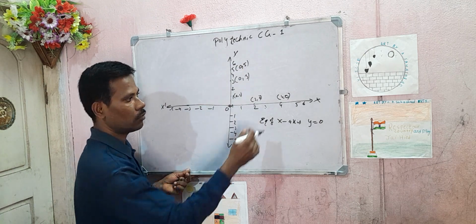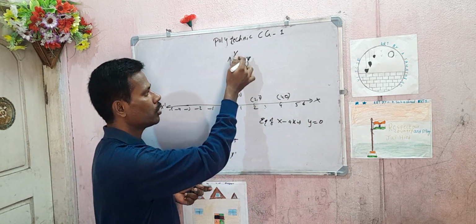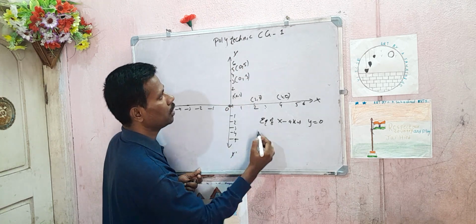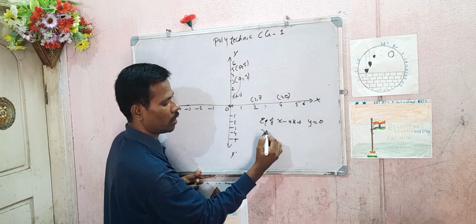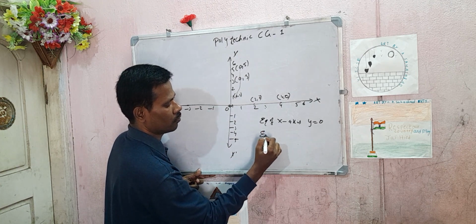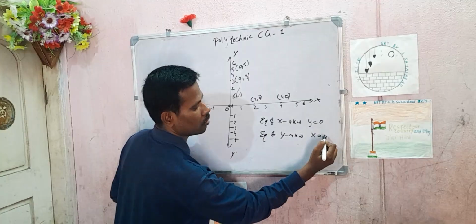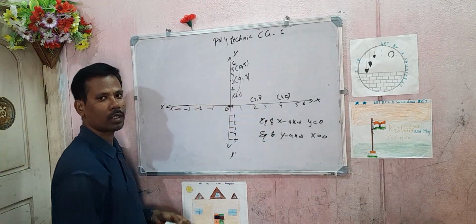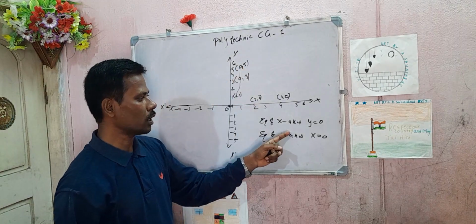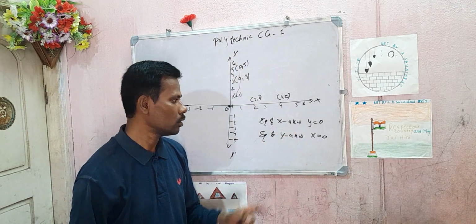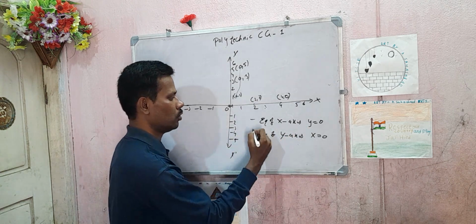They may ask in the exam. You should know this graph sheet. Then only you can answer. Equation of y axis is x is equal to 0. Very, very important, children. Students, equation of x axis is y is equal to 0, equation of y axis is x is equal to 0. These two things you should note.